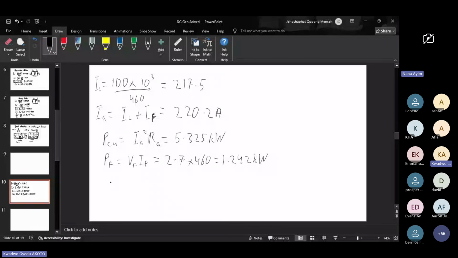Okay. And then we are going to look at our armature core losses, right? On no load, we don't have armature copper losses. Okay. We don't have armature copper losses on no load. So on no load, our armature core losses is going to be our IA on no load times our V, right?